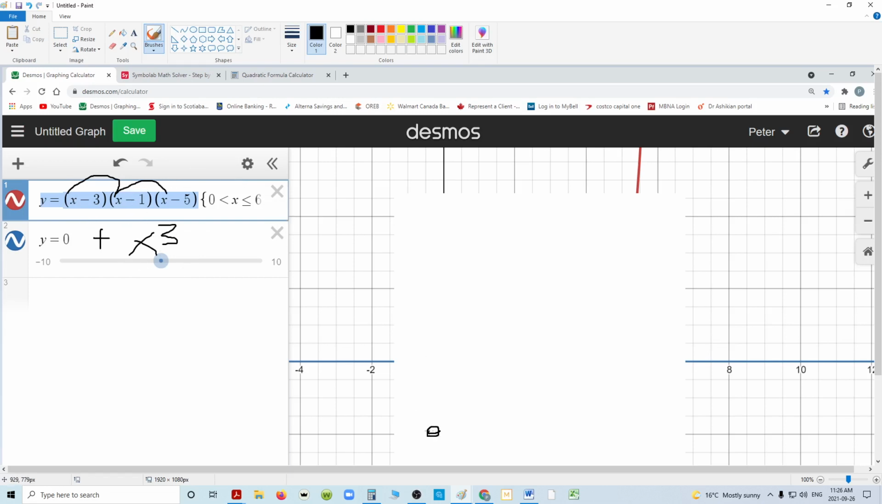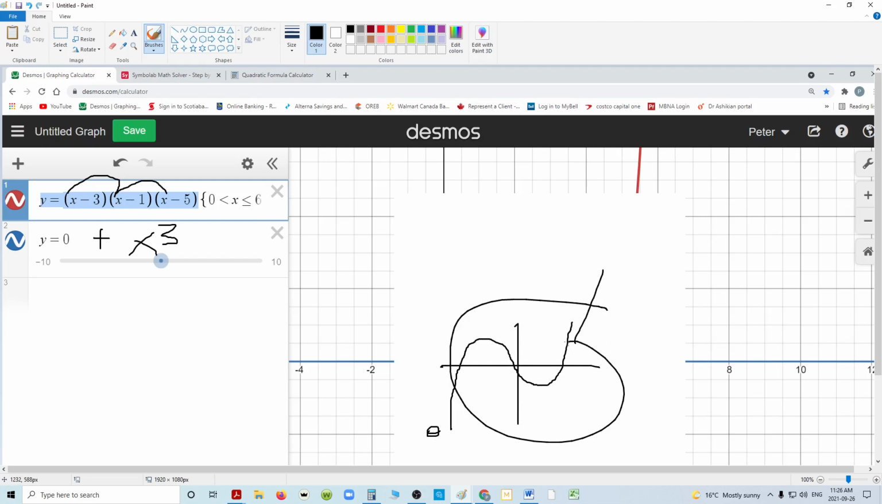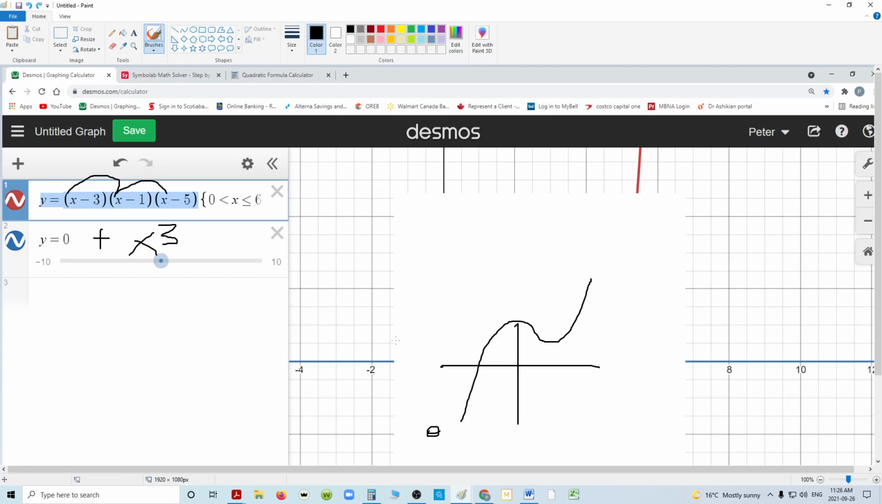Which means you know that it's going to start in quadrant 3. It might go through the x-axis 3 times maximum, and up to here. And that's the nature of a cubic. It can't go through the x-axis more than 3 times. The only other options are 2, where it just touches, or 1, where it only goes through once. But you can quite clearly see the x-intercepts.